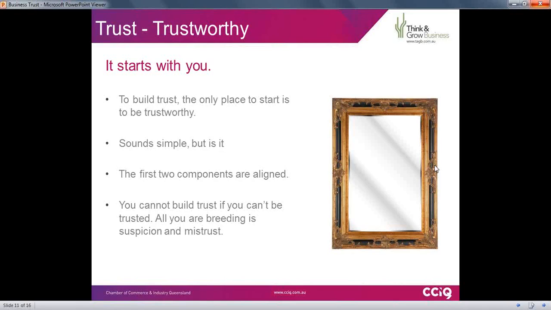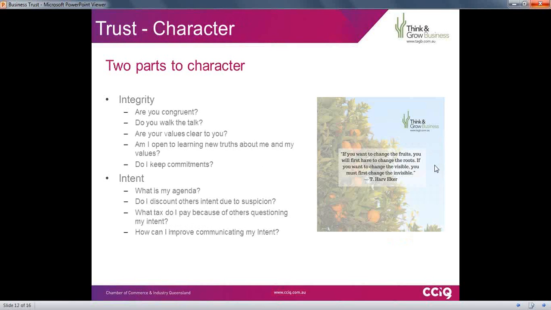Now, the first two components are incredibly strongly aligned, character and trustworthy. And you cannot build trust if you yourself cannot be trusted. Once again, it sounds really simple, but it gets missed by so many people. People are looking for others to trust them, but not necessarily looking back in the mirror, which is where you need to be starting the whole process. Am I trustworthy? Am I someone that can be trusted?